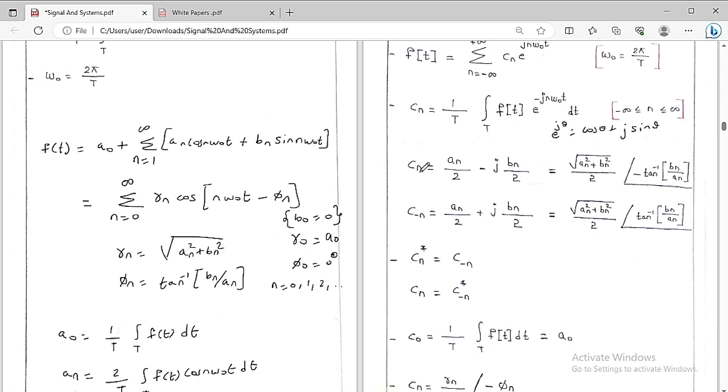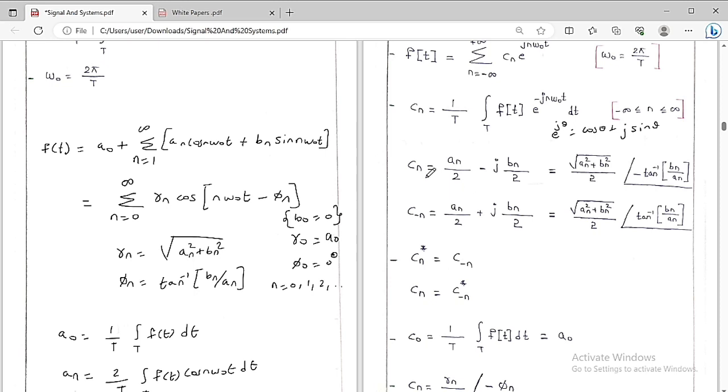This is a rectangular format, so I want to write it in terms of polar format. The magnitude is under root of (An by 2) whole square plus (Bn by 2) whole square, which simplifies to under root of An square plus Bn square, by 2. For the phase angle, tan inverse means tan inverse of this value by this value, so a minus comes outside: minus tan inverse of Bn by An.